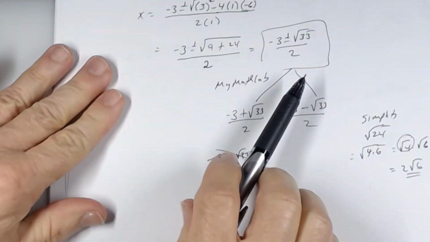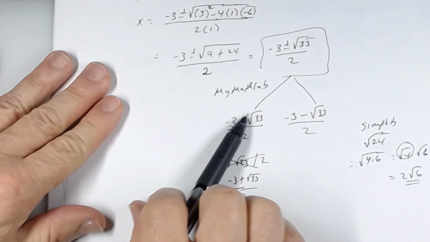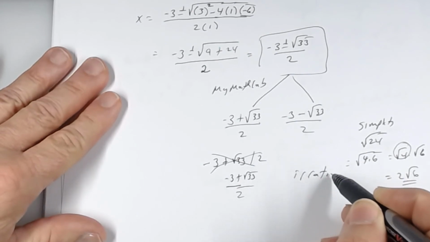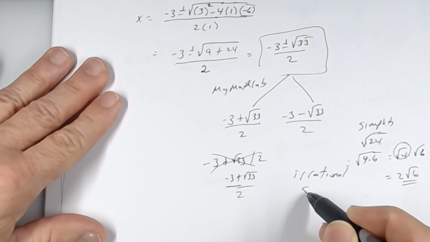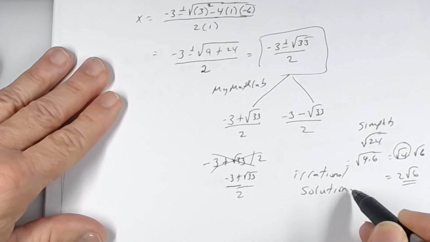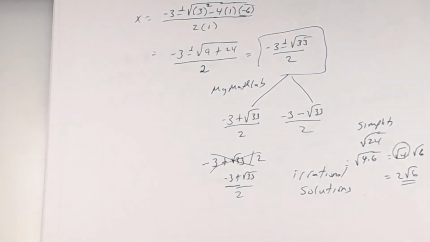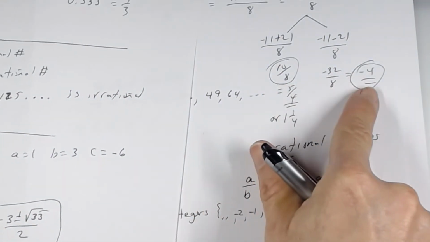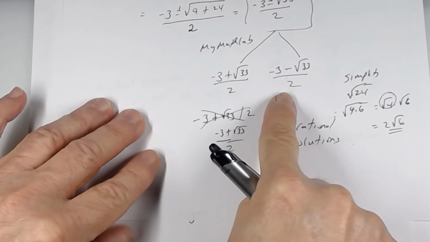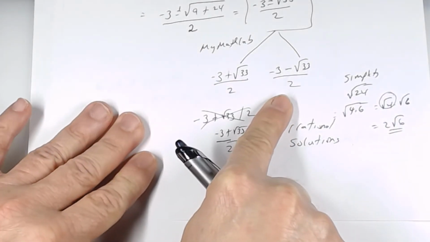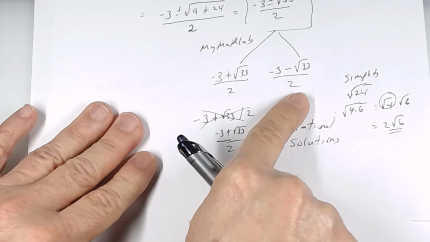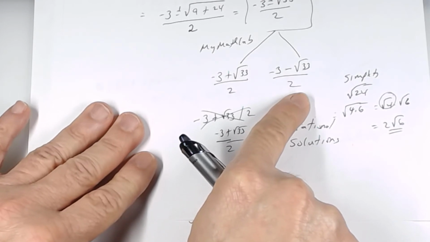All right. So what kind of solution is this? Irrational. So these are irrational solutions. Sometimes you're going to get irrational solutions, and sometimes you're going to get rational solutions. If it's rational solutions, your answer will look like this. If it's irrational solutions, you're going to end up with a square root in it. Okay? Don't worry about simplifying the square root unless it's MyMathLab.